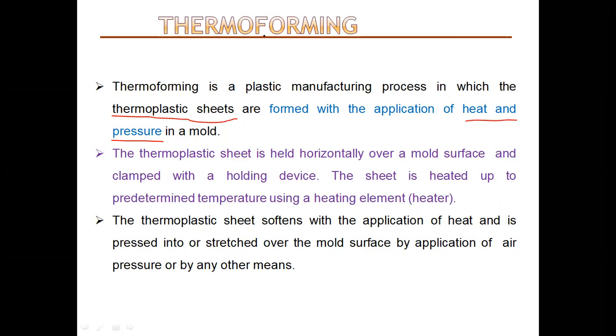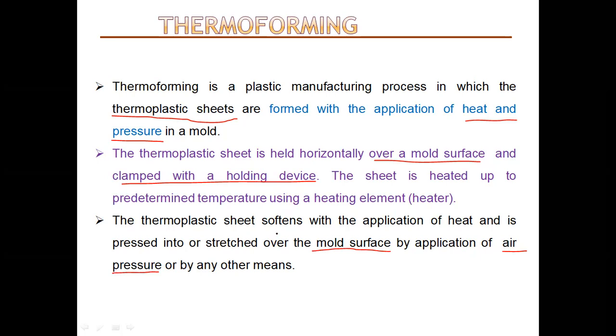Here you can see that the thermoplastic sheet is held horizontally over a mold surface and clamped with a holding device. Then the sheet is heated up to a predetermined temperature using a heating element, that is a heater. Due to this, the sheet becomes soft with the application of heat, and then it is pressed or stretched into the mold surface by the application of air pressure.